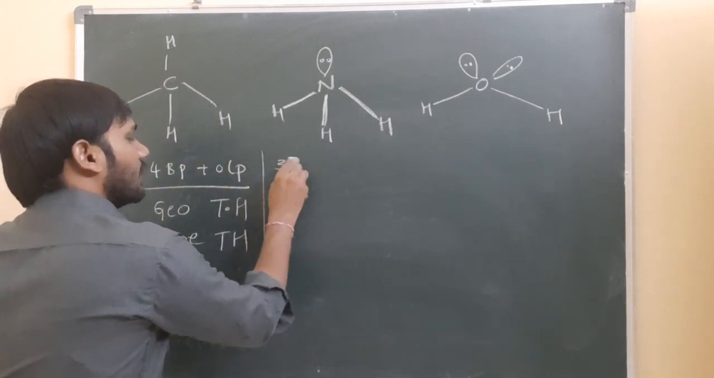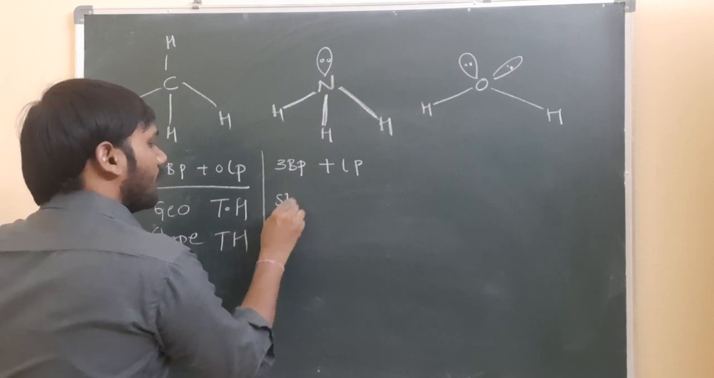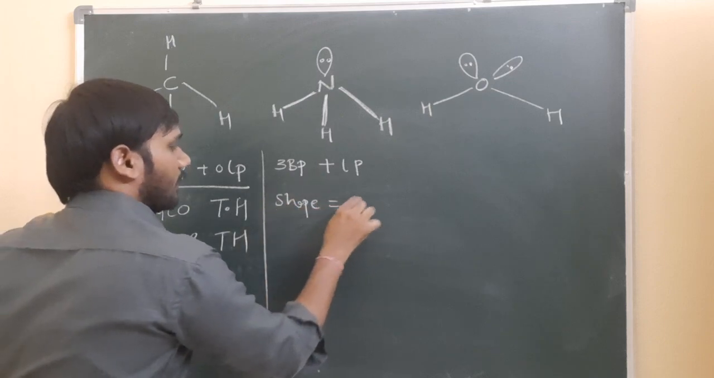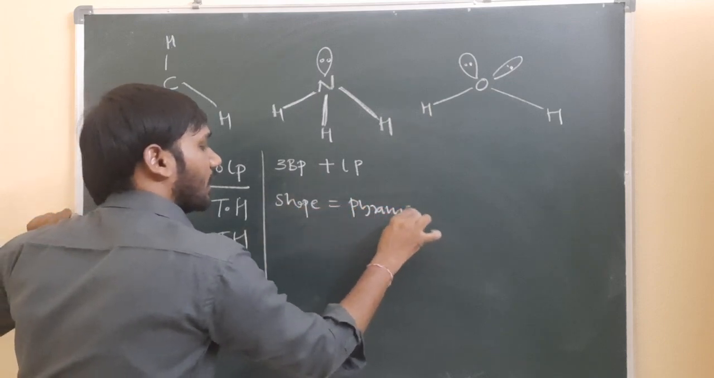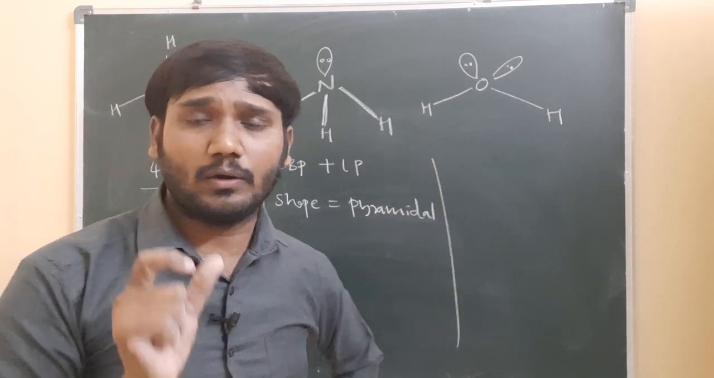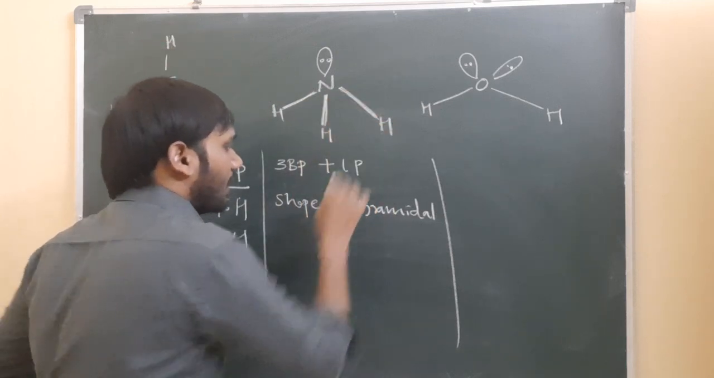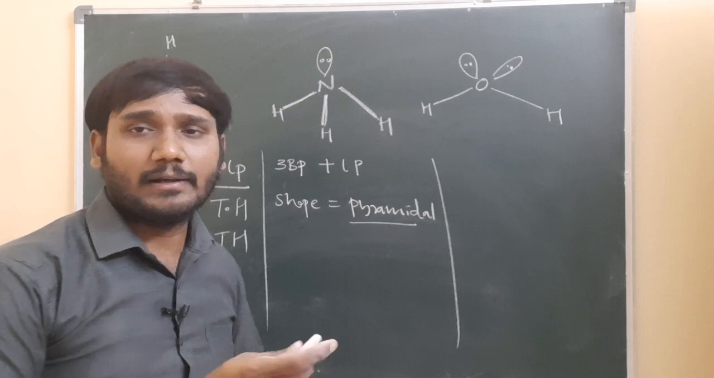That's why, here, 3 bond pairs are present and 1 lone pair is present, the shape of the molecule is pyramidal. The shape of the molecule is pyramidal because, to identify the shape of the molecule, you have to consider only bond pairs. These are the 3 bond pairs, like a pyramidal shape. So that's why the shape of the molecule is pyramidal.